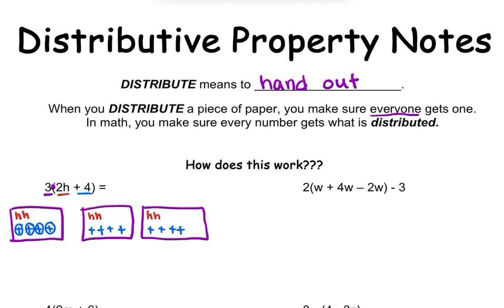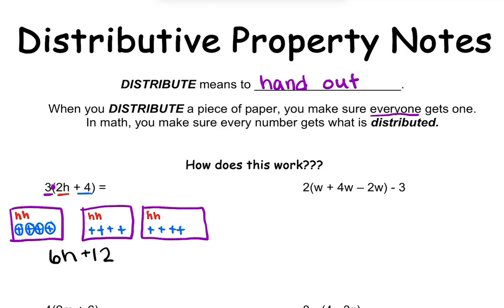So now I just count everything up. So I have 1, 2, 3, 4, 5, 6 H's. So in my answer, I am going to write 6H, because again, I have 6 H's. And then I have 4, 8, 12 positives. So 1, 2, 3, 4, 5, 6, 7, 8, 9, 10, 11, 12. And just like we talked about, those are all positive, so plus 12. So that would be with a picture how we distribute.